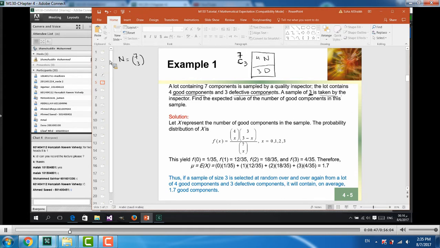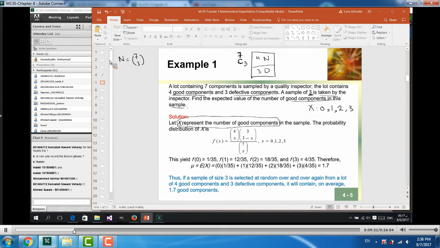So find the expected value of the number of good components in this sample. So my random variable is the good component. The x is the good component. I'm choosing 3. So the x can be 0 good, 1 good, 2 good, or maximum 3 of them are good components. Okay? So since x represents the good component, the x can move from 0, 1, 2, and 3.